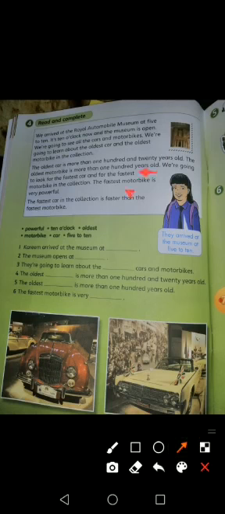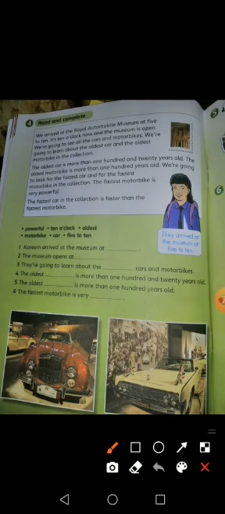The fastest car and the fastest motorbike. The fastest motorbike is very powerful. The fastest motorbike is very what? Very powerful. Okay, student? The fastest car in the collection is faster than the fastest motorbike. Okay? It is a riddle. So, pay attention. The fastest car in the collection is faster than the fastest motorbike.